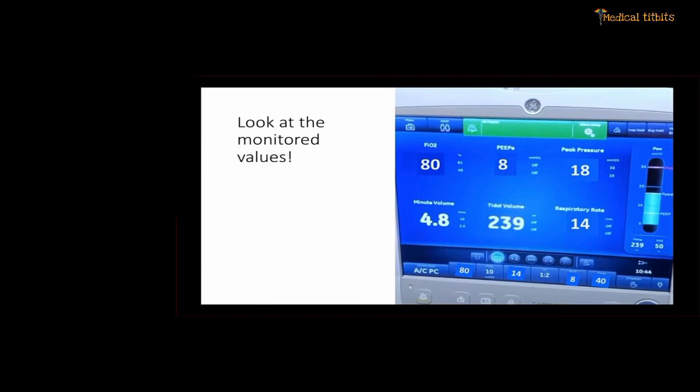So this monitor is showing a FiO2 of 80%. I have reduced the FiO2 from 100 to 80% already. The PEEP of 8. The peak pressure is showing as 18. Minute volume is 4.8, and look at the tidal volume is 239, which I think is slightly low for this case.